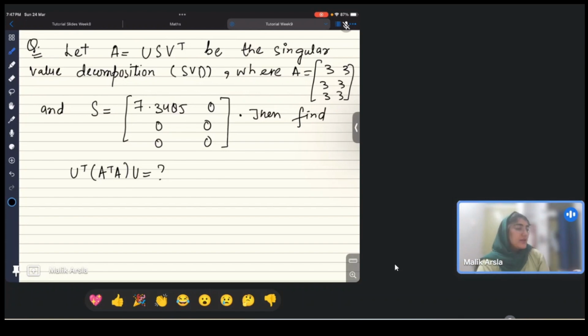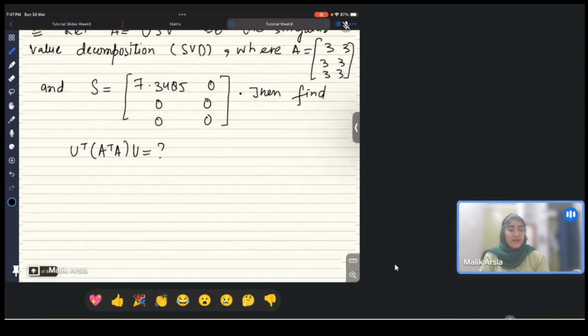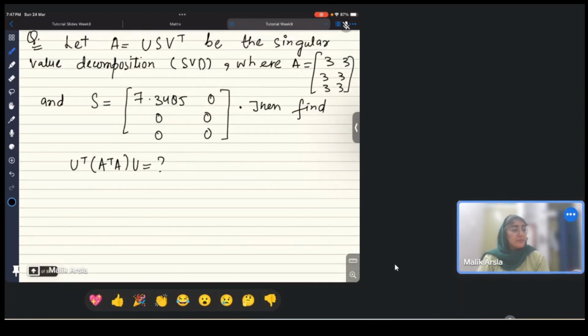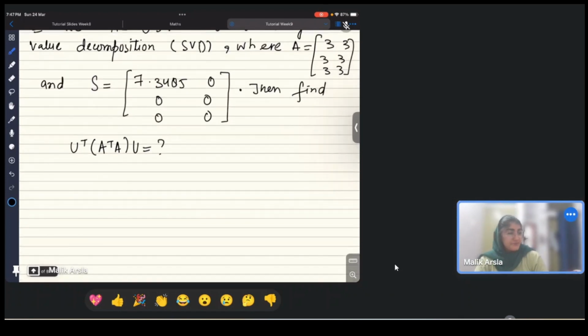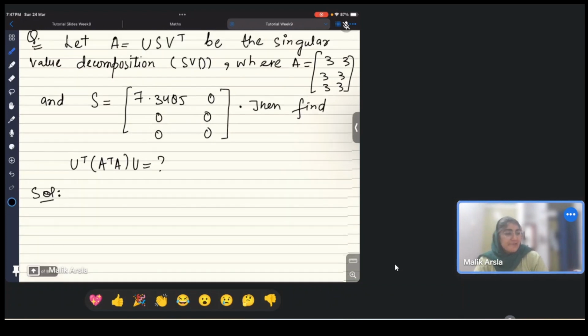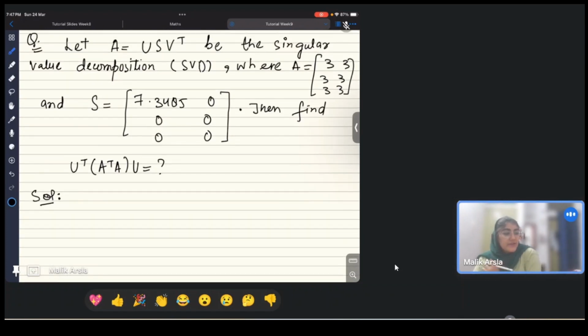So we have been given a matrix. Here you can see it is a 3 cross 2 matrix, right? And the sigma is also given, and we have to calculate. Basically, this is an objective type question, multiple choice question, and there were 4 options, but the left hand side was the same. It was U transpose into A transpose A into U. So we have to find this. Okay, so how do we calculate it? Any guesses? How do we calculate this?